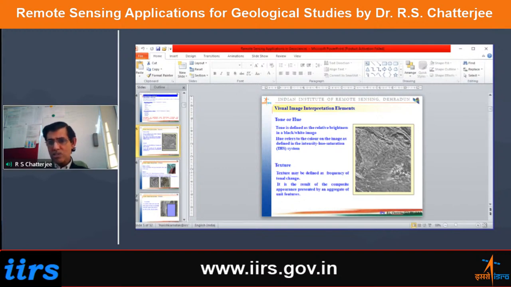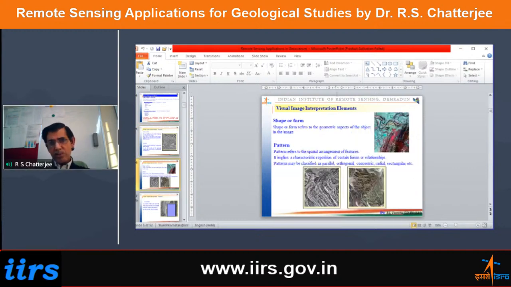And what are these striations? The striations are the regional foliations. They are the regional weak planes. So all along these weak planes, what happens? The weathering and erosion is more prominent. Okay, and that is the reason they are differentially weathered and eroded, and that gives you this kind of striated appearance.